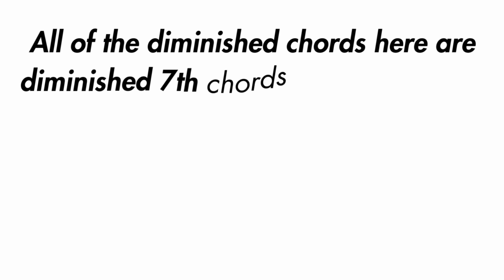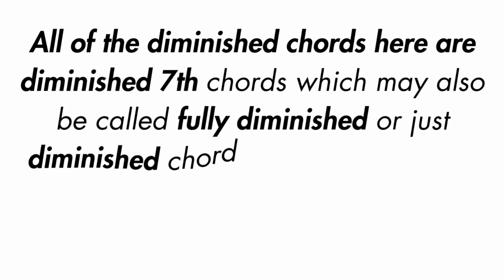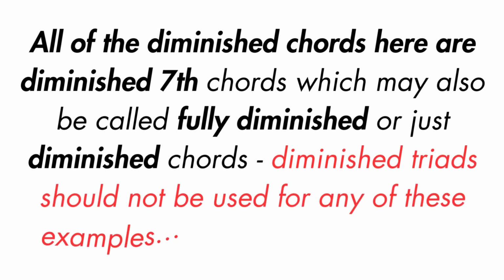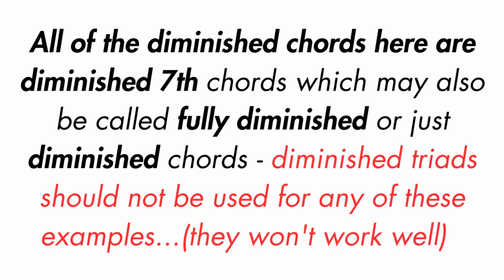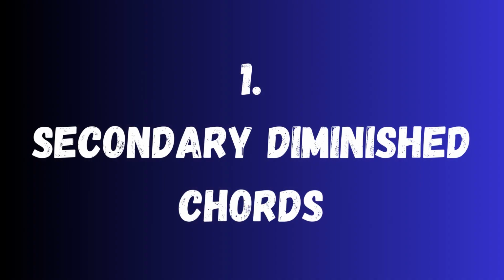Now it's important to note here that all the diminished chords are diminished 7 chords, which may also be called fully diminished or just diminished chords. Diminished triads should not be used for any of these examples. They won't work well. Now the first way we're going to use these is as secondary diminished chords.